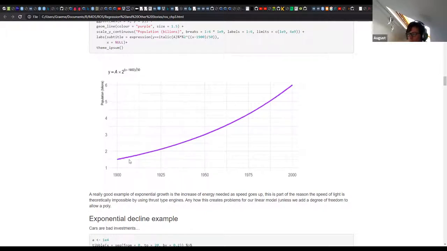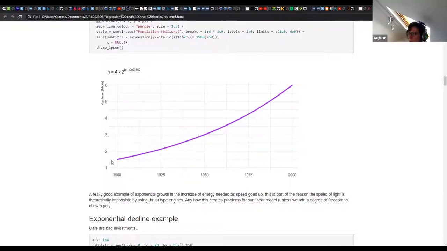Whereas with speed, it's the same kind of thing. So as we go up, each time we go up a bit in speed, we double our energy take. Or in the case that they use, as every few years passes, there's a doubling of the population. And that's what an exponential curve is.